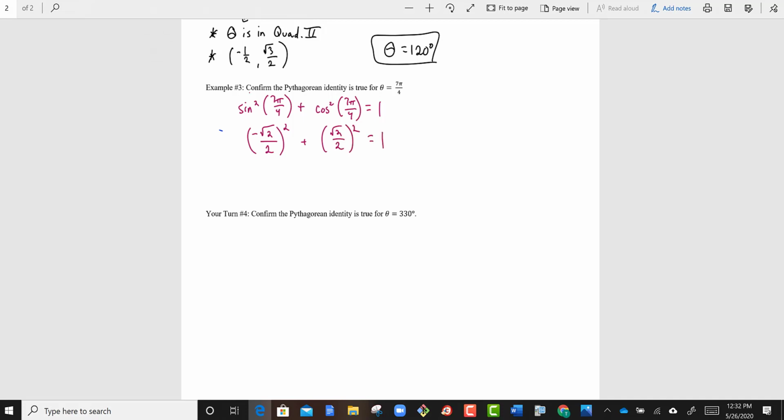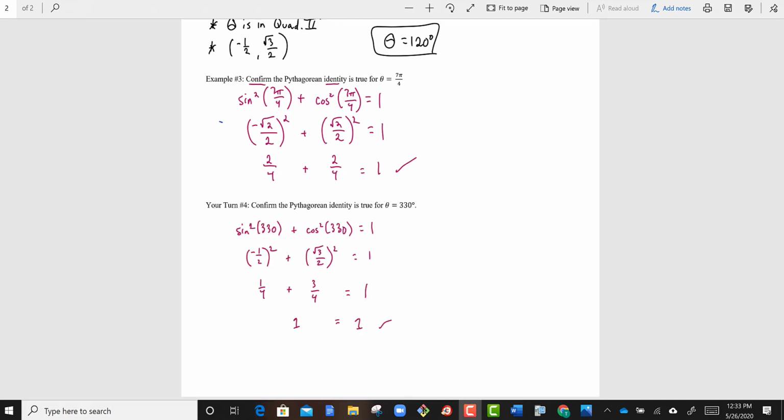And again, basically this problem wants us to confirm an identity. So they just want us to show every single step of this process to show that, okay, we are getting 1 when we square the x and y values. When you square a negative, that yields a positive, so we get positive 2/4 plus positive 2/4. 2/4 plus 2/4, of course, is equal to 1. Pause the video, try the last example on your own. All right, so there's our final answer. And again, all this is the Pythagorean theorem, just using trig notation.